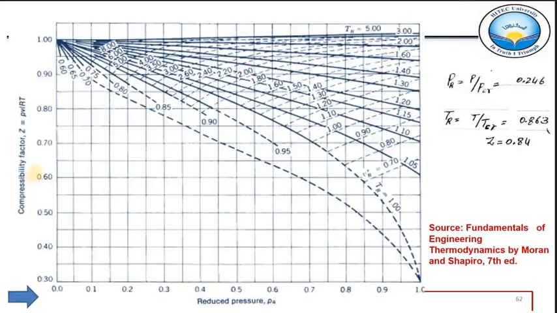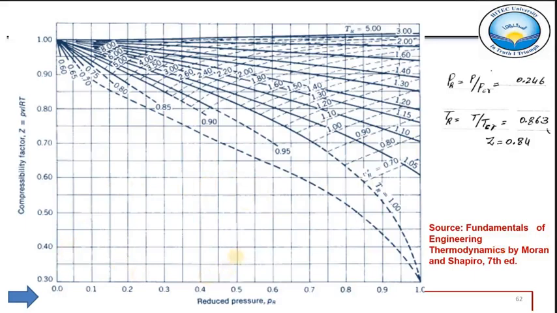So here is the compressibility chart, where we have Z values versus PR values. This chart is taken from Shapiro's book, because the chart available in the Cengel book is not easy to read. The values are too small to be shown on the slide, so that's why I have used the chart from this book.